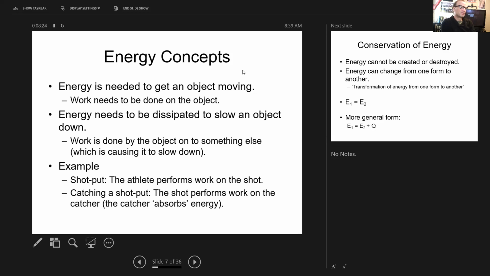A couple of examples: shot put. The athlete performs work on the shot. That's the object that they're actually throwing, if you will, and the object then gets projected off into the air. Catching a shot put, the shot performs work on the catcher, and the catcher absorbs the energy. The catcher stops the shot from moving. Not that you would try to catch that object, it actually would have a lot of energy, a lot of capacity to do work, which means you need to apply a lot of force to stop that shot from moving.